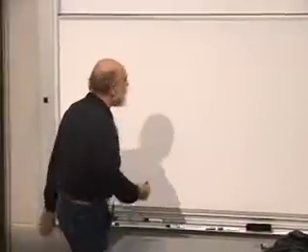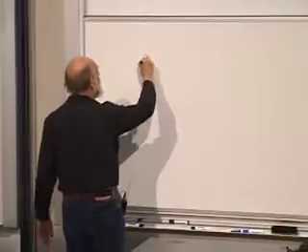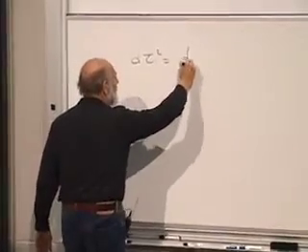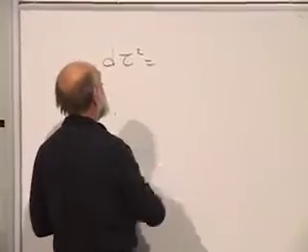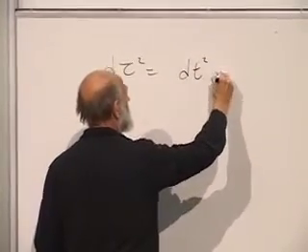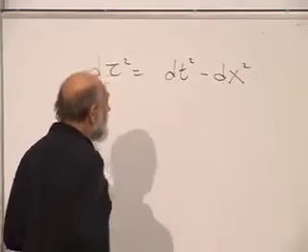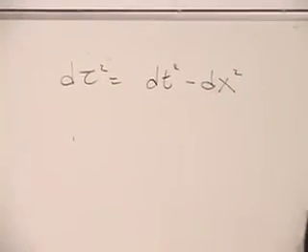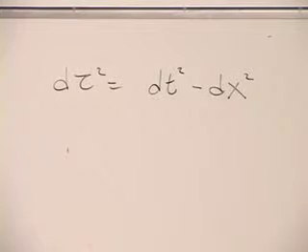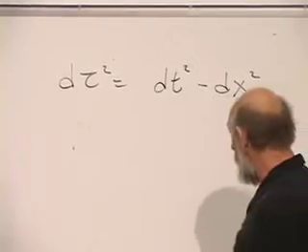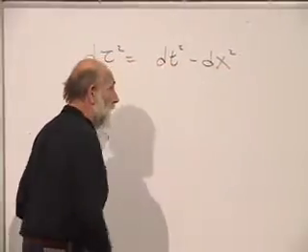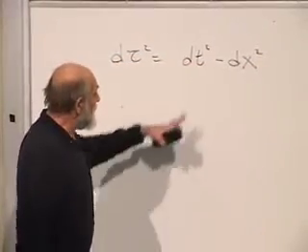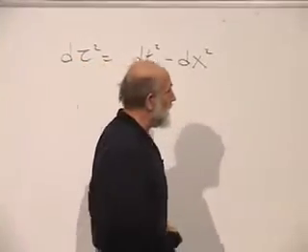The last time I told you that proper time is defined by tau squared equal to dt squared minus dx squared. And the question was, where does the minus sign come from? Well, the whole point of the Lorentz transformations is that they conserve or preserve quantities like dt squared minus dx squared. They don't preserve quantities like dt squared plus dx squared.